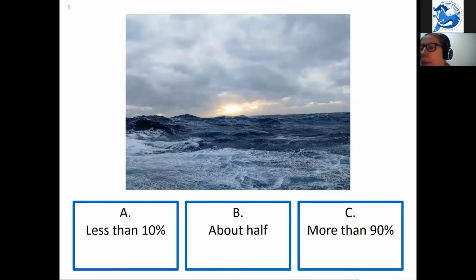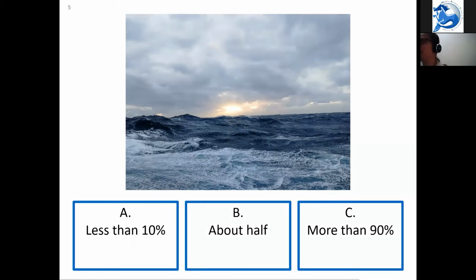So our emissions of greenhouse gases are not only unbalancing the Earth's carbon cycle, they also have an influence on the Earth's radiation budget. And the oceans play an important role in this too. But how much of the excess heat in the global climate system has the ocean absorbed to date? Is it less than 10%, about half, or more than 90%?